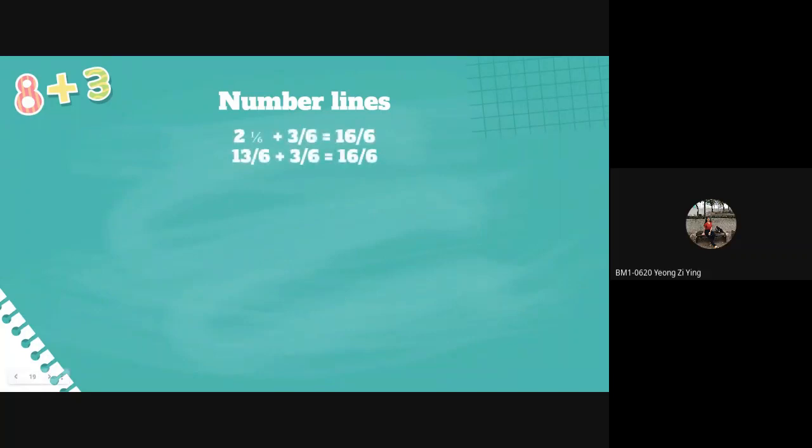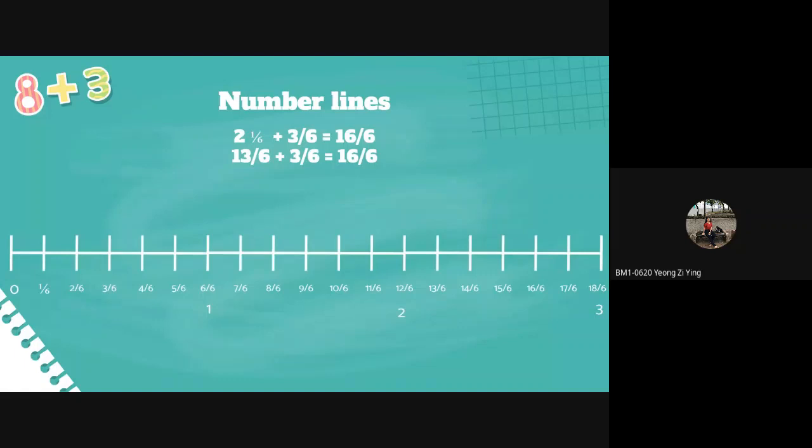Okay, so for now, I will continue with the number lines. As we can see from the question, 2 and 1/6 plus 3/6 will become 16/6. We can convert it into 13/6 plus 3/6, which means 2 and 1/6 represents 13/6. So the final answer will be 16/6. From the number line, we can see that from 0, we move 13 steps, we will reach 13/6. After that, we will add on 3 steps. Then the final answer will be 16/6.